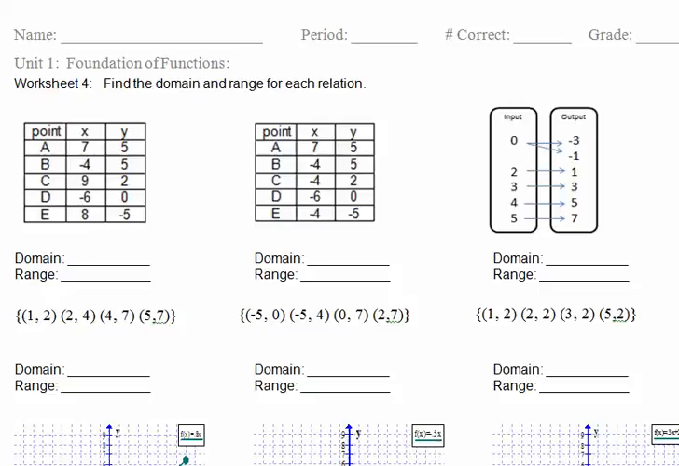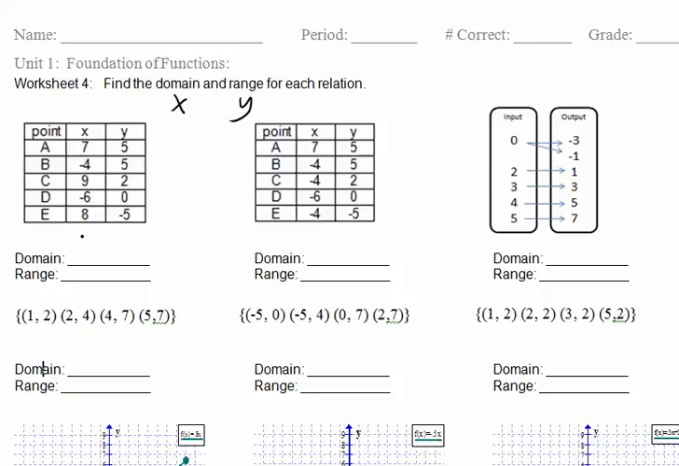Unit 1, Worksheet 4, find the domain and range for each relation. Okay, so domain and range are another way we talk about the x and the y, or the input and the output. So the domain is the x values, and the range is the y values. Okay, so if we have domain, that would be the x values, and range would be the y values.